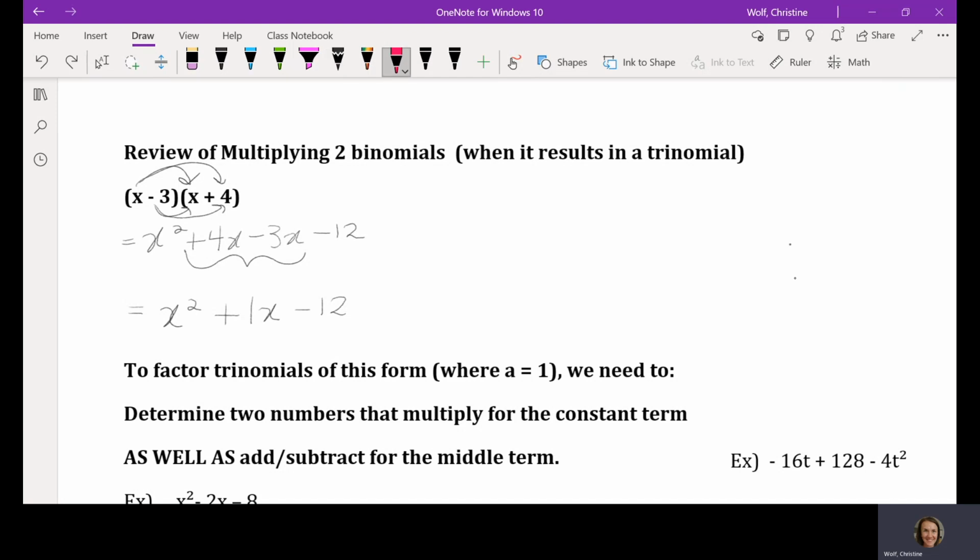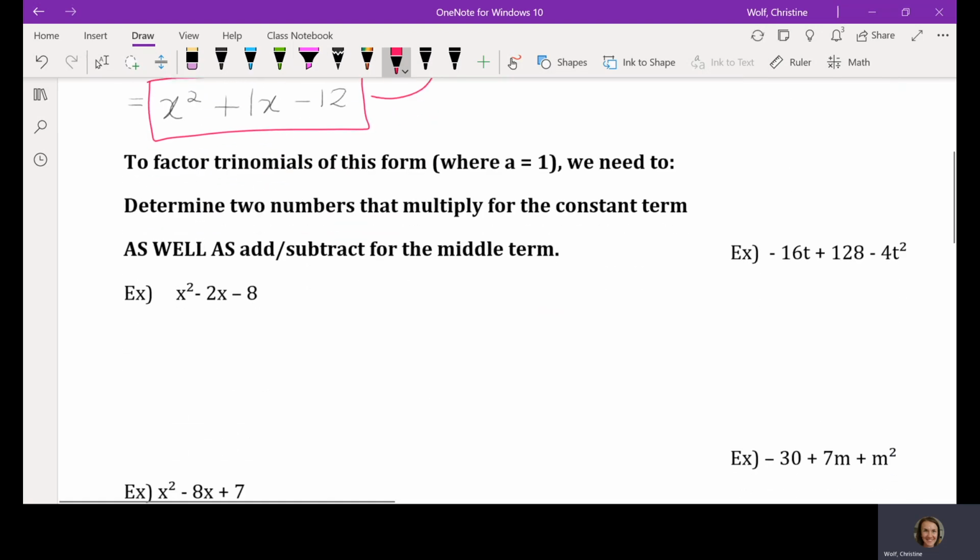What we'll be doing today is you'll be going backwards. That's what factoring is. So I'm going to give you something that looks like that. I'll give you the trinomial, and you have to factor it back to the original question. What were the 2 brackets that we multiplied together to give us this? So today we're going to be looking for those 2 brackets.